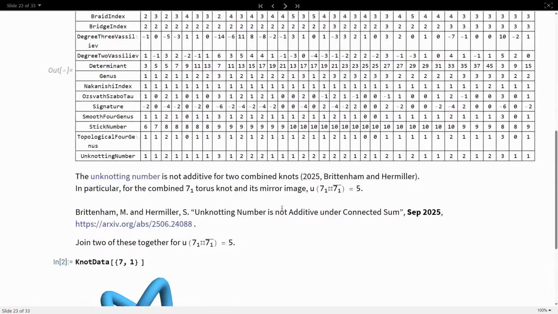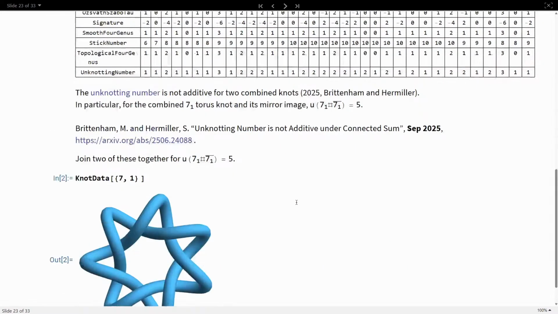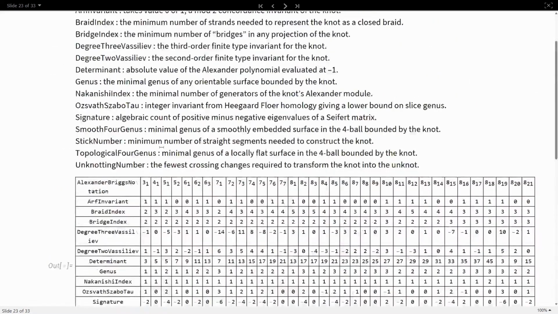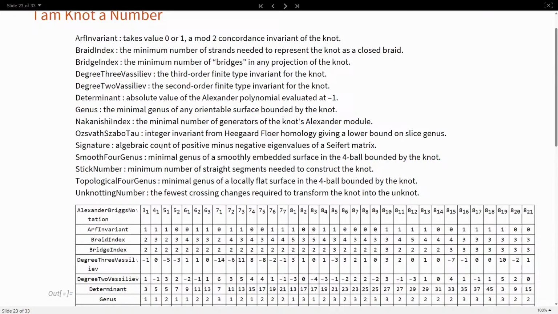If the unknotting number was additive for a connected sum, then the unknotting number would be 6 instead. And after noticing that, they were able to come up with an infinite whole series of examples where the unknotting number was not additive. And that paper just came out a few days ago. So here are various numbers related to graphs that we have in knot data.